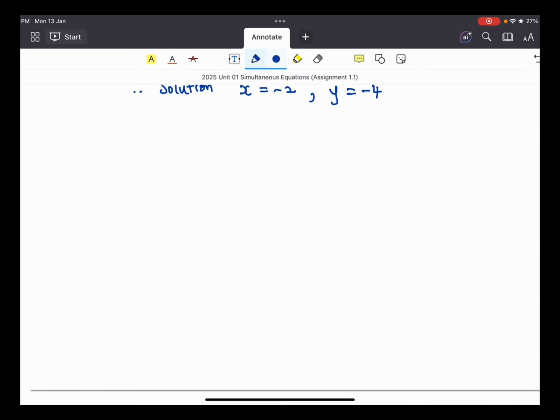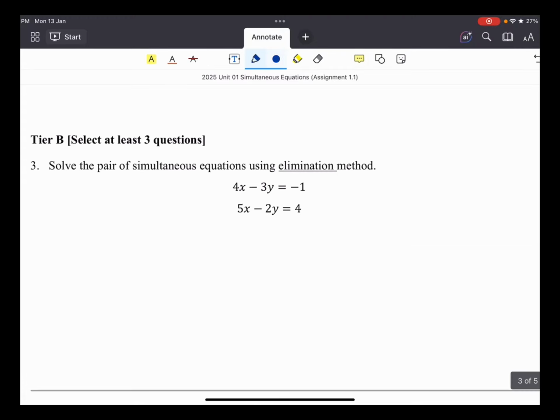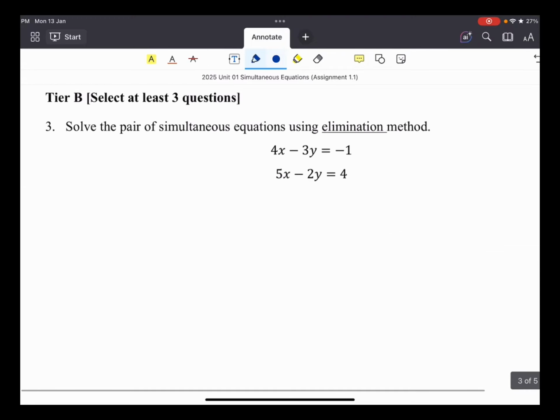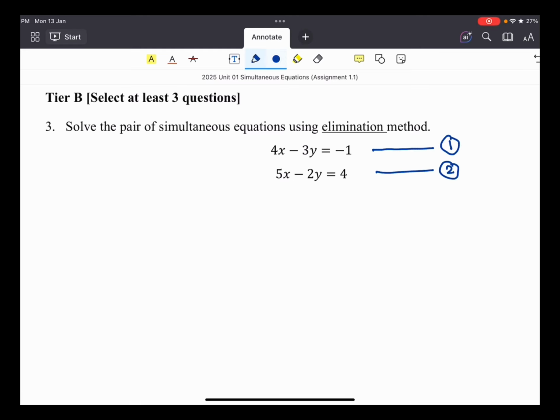Okay, now moving on to tier B. Tier B, the first example we have is to solve a pair of simultaneous equations using the elimination method. So let's begin by naming equation 1, equation 2. Now I can't eliminate directly because the coefficients don't match up, but we can do something about it, right? We can make a quick comparison. 3y, 2y, maybe I can find the common multiple, which is 6y.